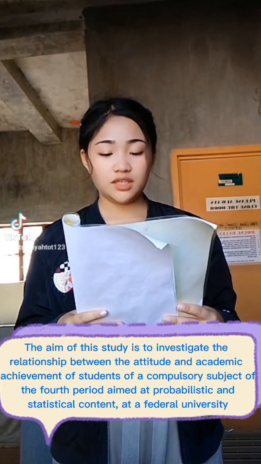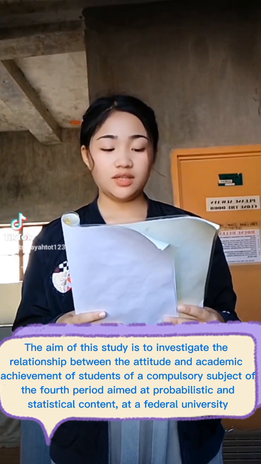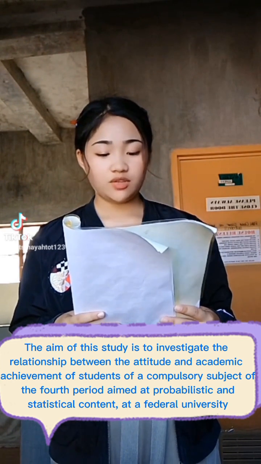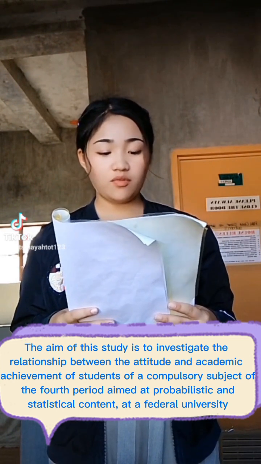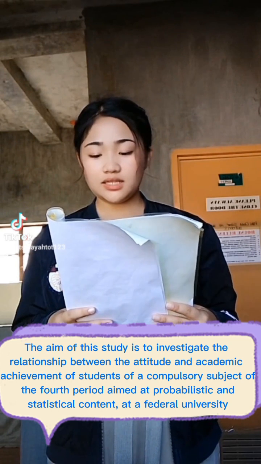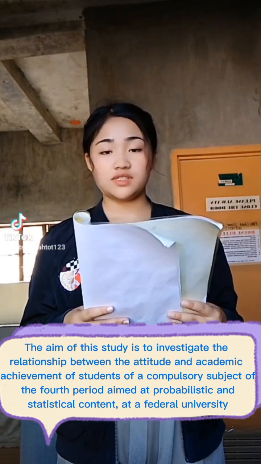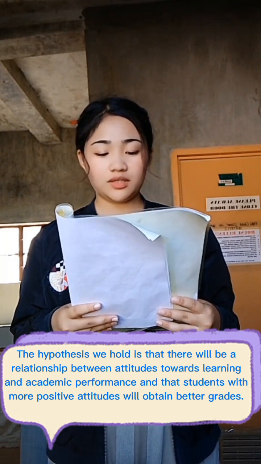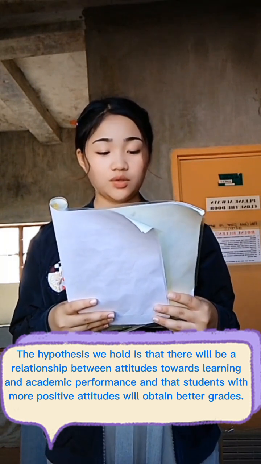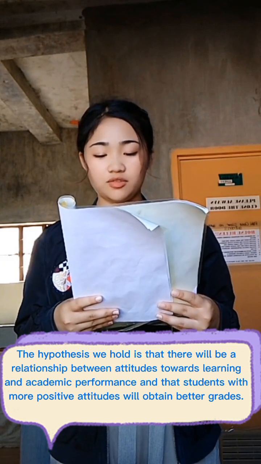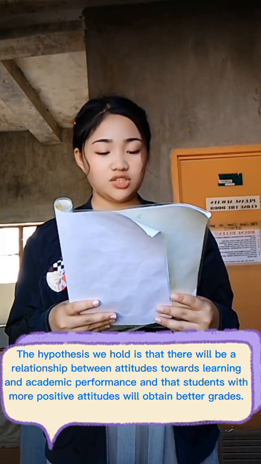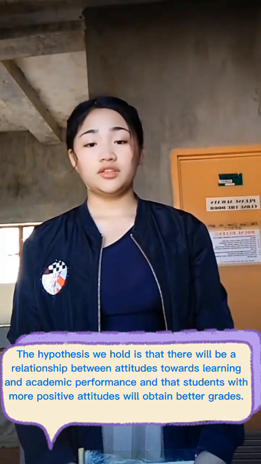Hypothesis. The aim of this study is to investigate the relationship between the attitude and academic achievement of students in a compulsory subject of the fourth period, with probabilistic and statistical content, at a Federal University. The hypothesis we hold is that there will be a relationship between attitude towards learning and academic performance, and that students with more positive attitudes will obtain better grades.